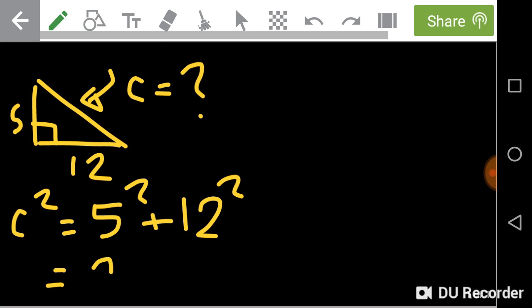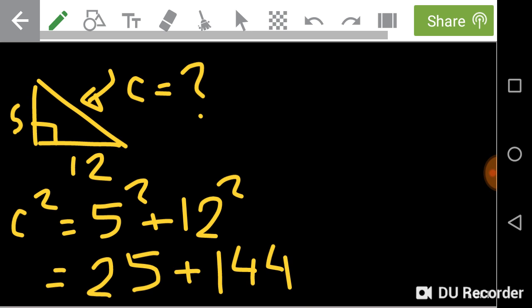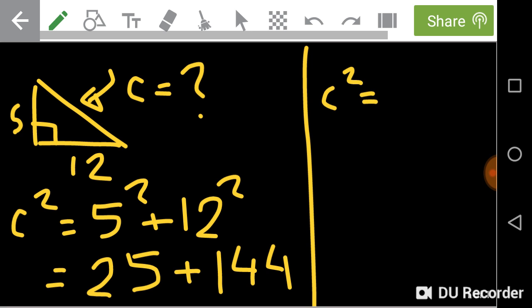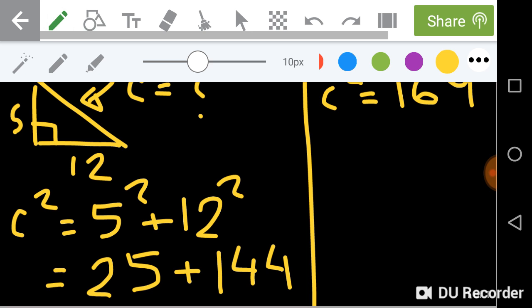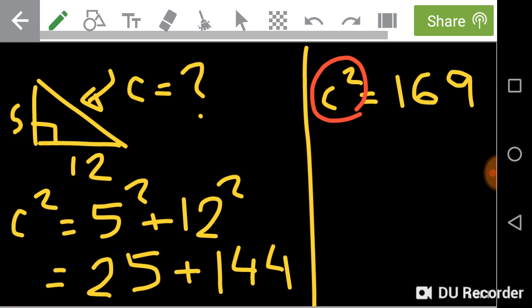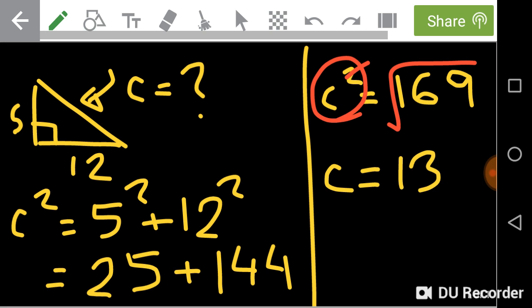As a result, 5 square makes it 25 and 12 square makes it 144. As a result, our next line should be c square equals 169. Now we learned previously that to remove the square on one side of the equation, we put a square root on the other side of the equation. As a result, the value of c will be 13. This is how we can solve problems based on finding the longest side, the hypotenuse, for a right angle triangle. And this is the Pythagorean theorem.